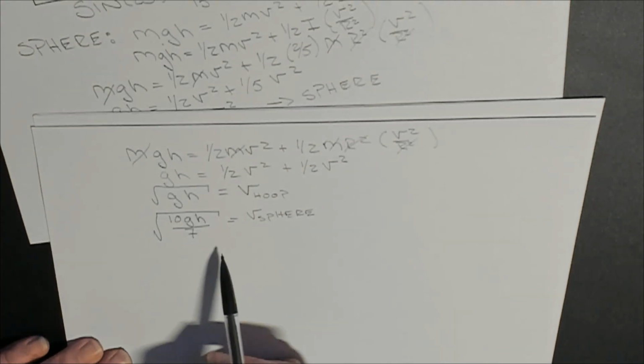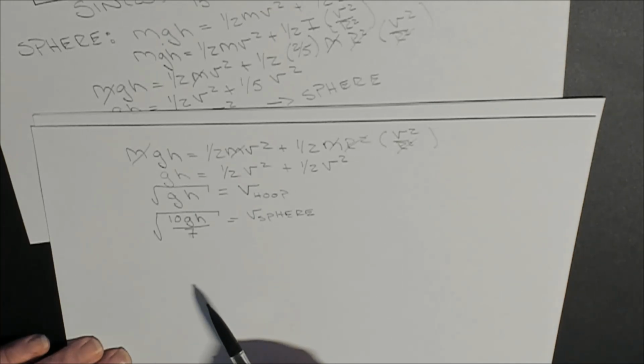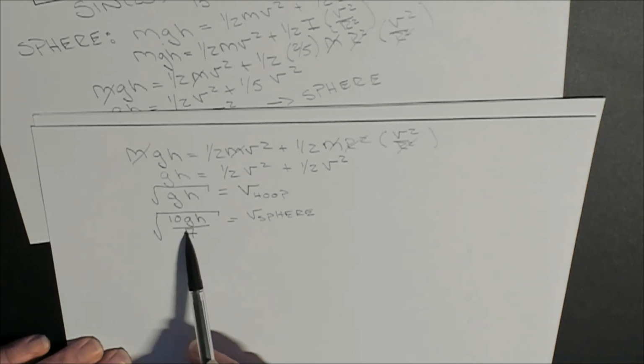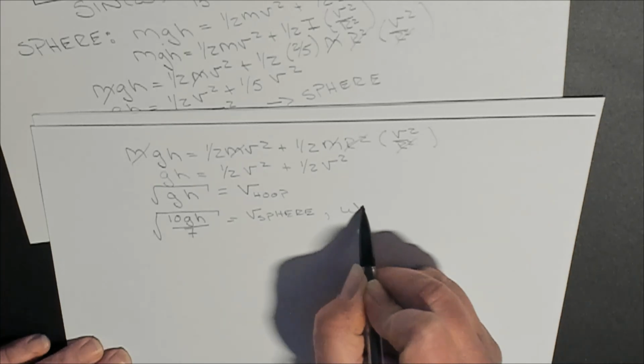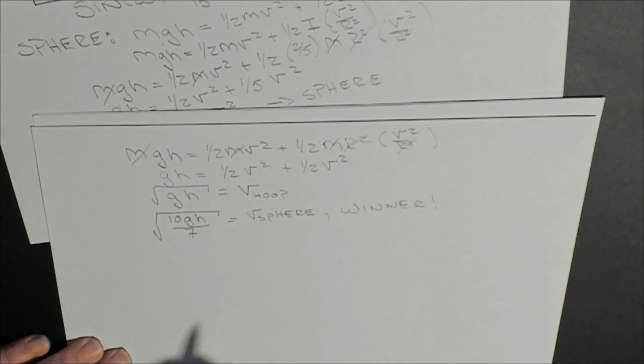But what does matter then is those coefficients that go with our inertia pieces. So here I can just look at this and I'm like 10 over 7, well, that's a number greater than 1. So the sphere is going to win. It's going to have a higher velocity. Winner, winner, chicken dinner. And the poor hoop comes in second.